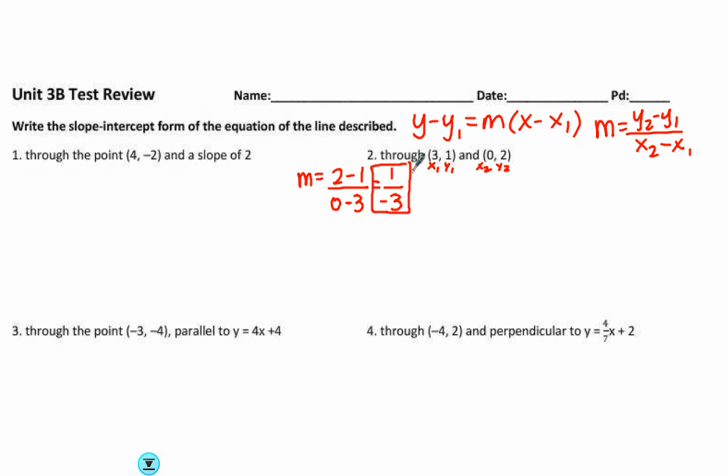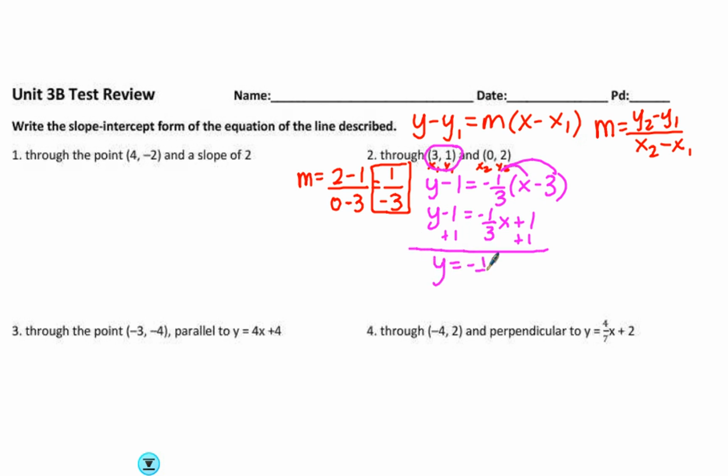After you've identified your slope, now you pick out a point and you plug it into your point slope formula. Now I'm going to show you how to do that. So let's say I choose to work with this point, my x1 and y1. So I would have y minus 1 equals m times x minus 3. Then I can distribute. I have y minus 1 equals negative 1/3 x plus 1, and my last step to solve for y is adding this 1 to the other side. y equals negative 1/3 x plus 2.